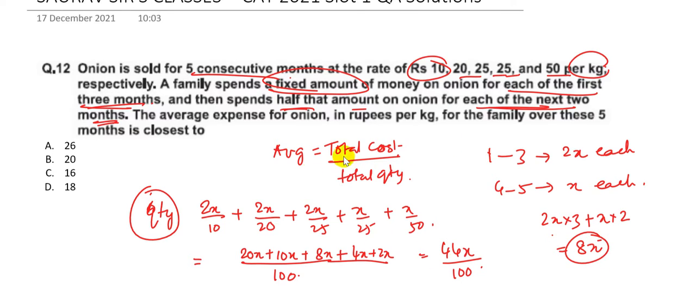So the average expense for the family over the 5 months would be total cost, which is 8x, by 44x by 100. So x cancels out, 8 and 44 gives 2 and 11. So this is 200 by 11, which is roughly 18 point something. So 18 is the correct option.